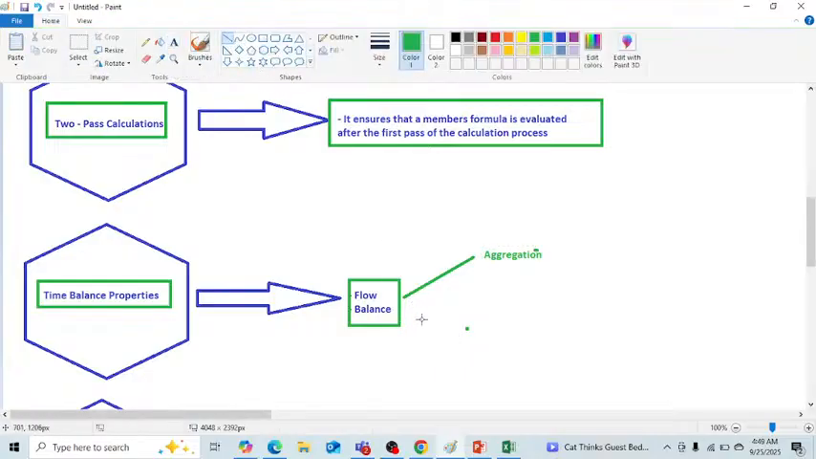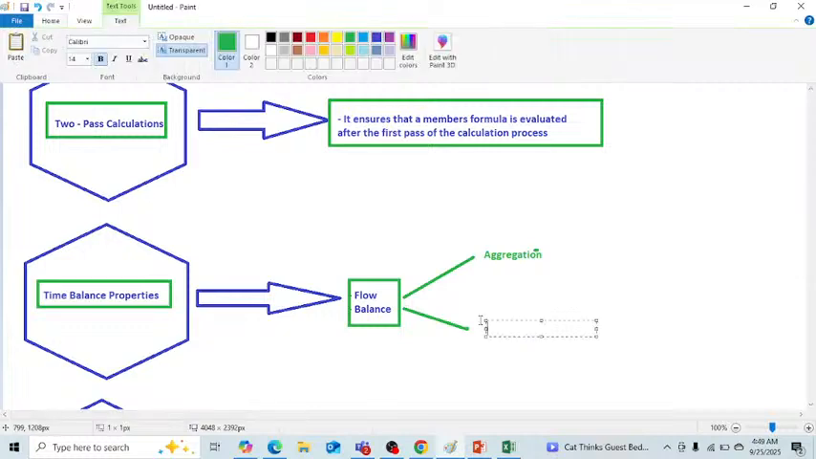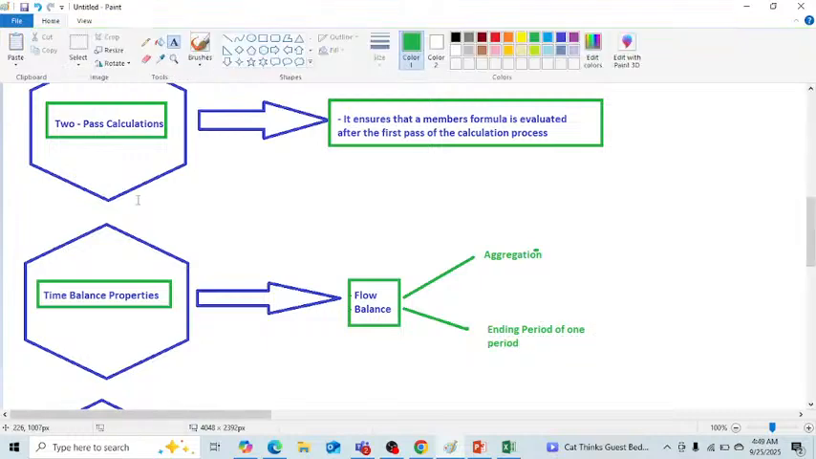Then balance is about the value being the closing balance of the prior period. So this is essential for balance sheet accounts. The ending balance of one period becomes the beginning of the next. So this is how it works.